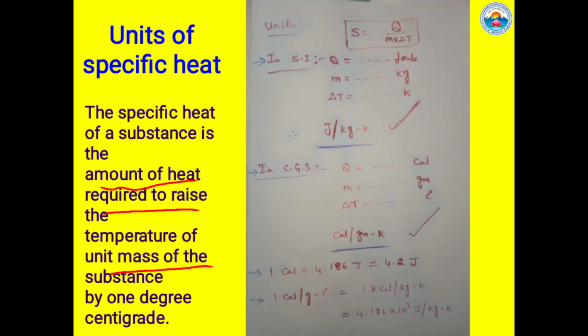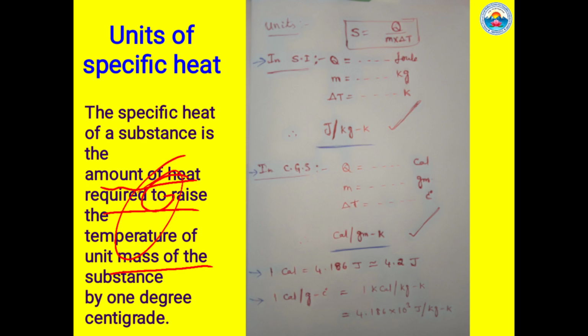So what we conclude here: the amount of heat is directly proportional to m, where delta T is constant, and the amount of heat is directly proportional to delta T. We conclude that S is equal to Q by m delta T. From the above equation, we can write the SI units and CGS units. Here one beautiful definition is there according to this statement.